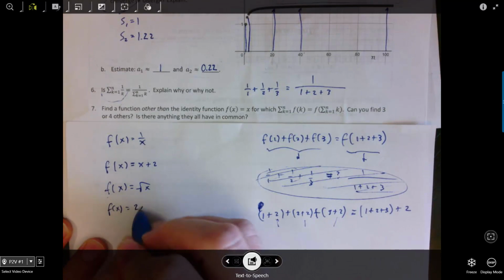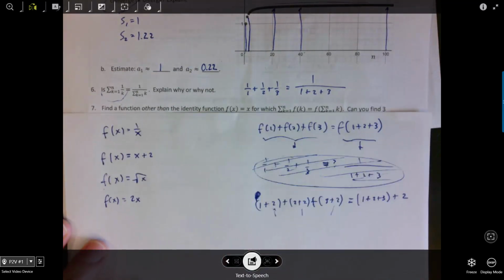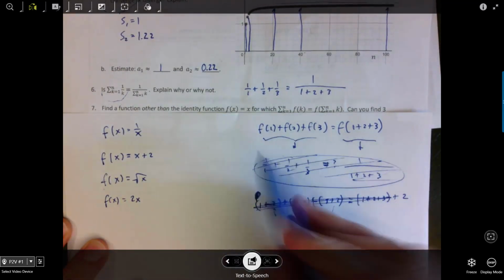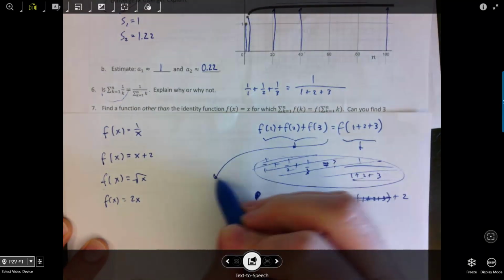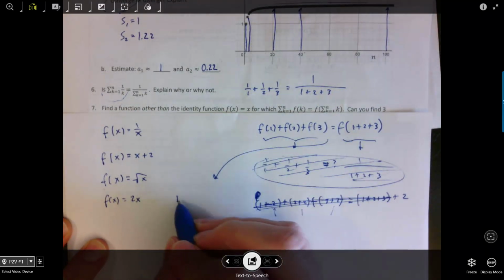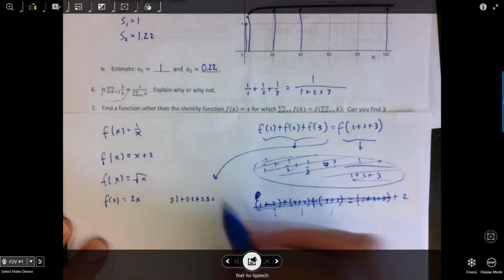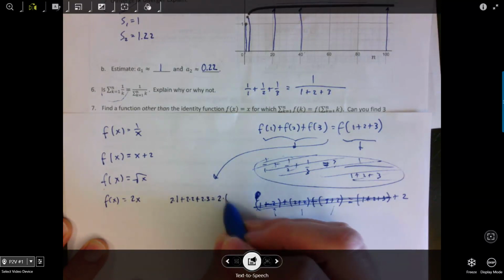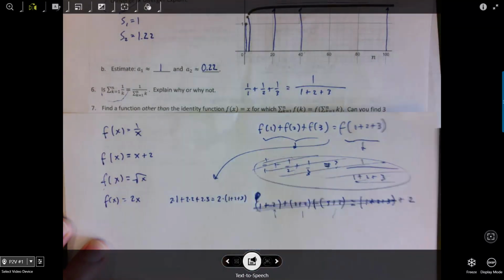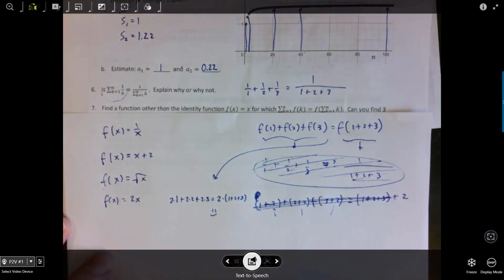Let's try like 2x, right? So what's that going to look like? That's going to look like 2 times 1 plus 2 times 2 plus 2 times 3. Is that equal to 2 times... that one does work. Cool.